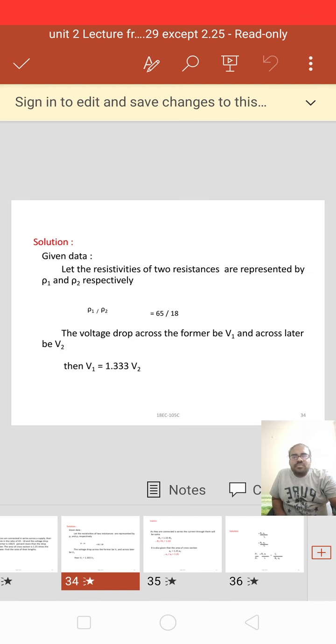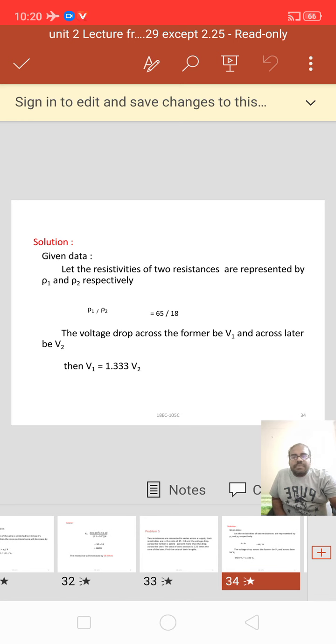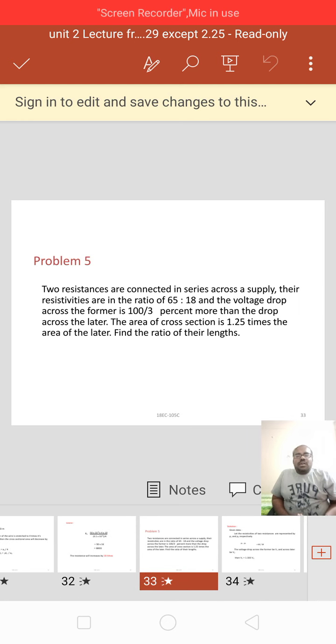See, it is a typical question. The two resistors are connected in series across a supply. Their resistivities are in ratio of 65 is to 18, and the voltage drop across the former is 100 by 3% more than the drop across the latter. The area of cross section of the former is 1.25 times the area of the latter. Find the ratio of lengths.